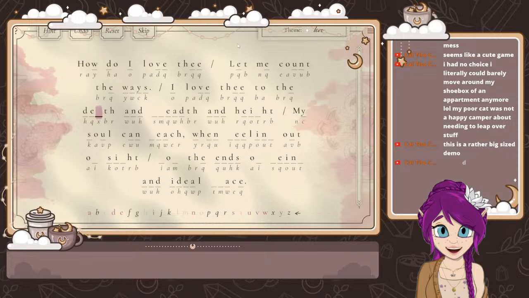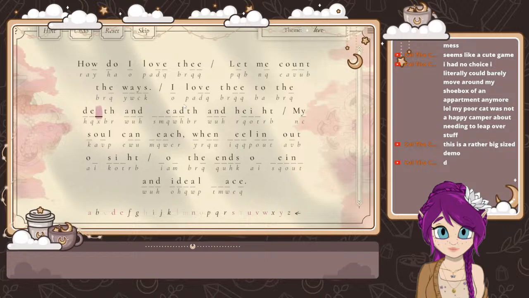Rather big size demo. Yeah, no, we get a lot of poems for a demo. I have a feeling though the actual game has a lot, because there's a wide variety of poems out there. So I have a feeling the actual game is pretty sizable.